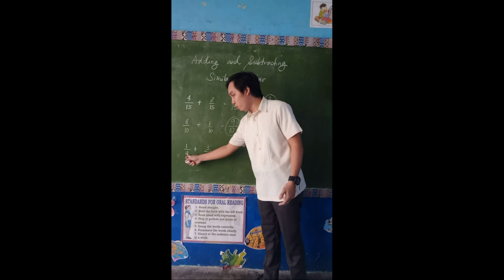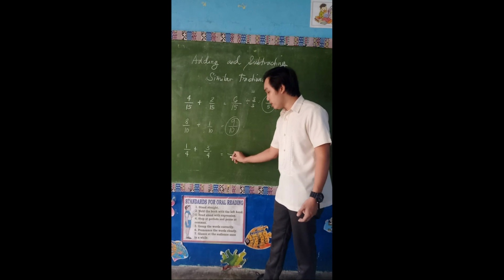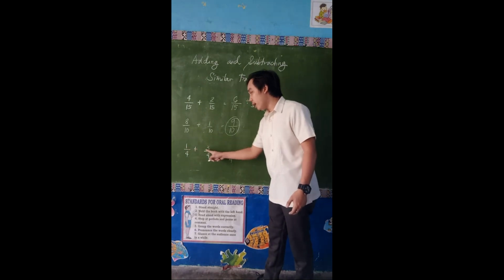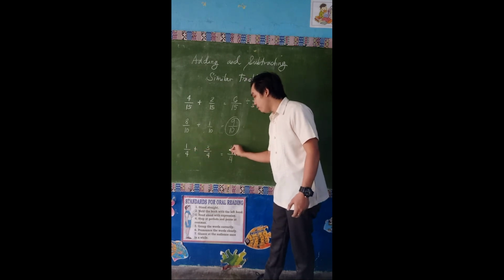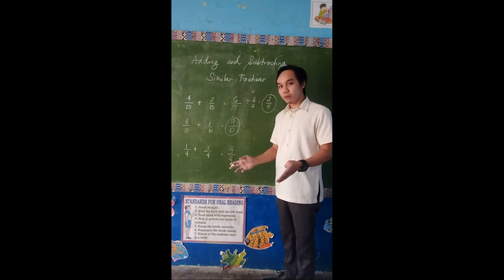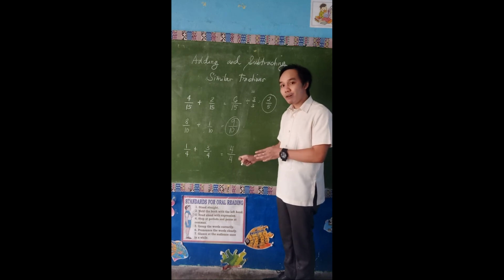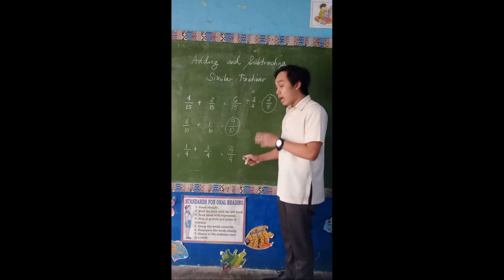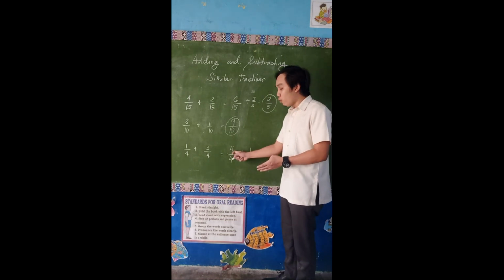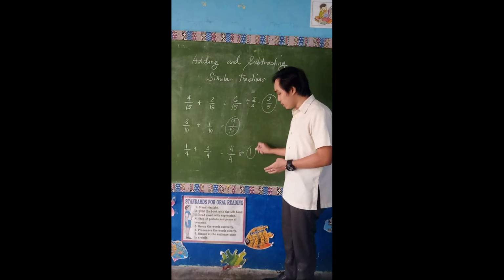Last example, we have 1/4 plus 3/4. First, copy our denominator, which is 4. Next, let us add our numerators 1 and 3. So 1 plus 3, we have 4. So our answer is 4/4. Now, what can you observe? We have the same numerator and denominator. When we have the same numerator and denominator, that is already equal to 1. It's like 4 divided by 4. So we have 1. So our final answer is 1.